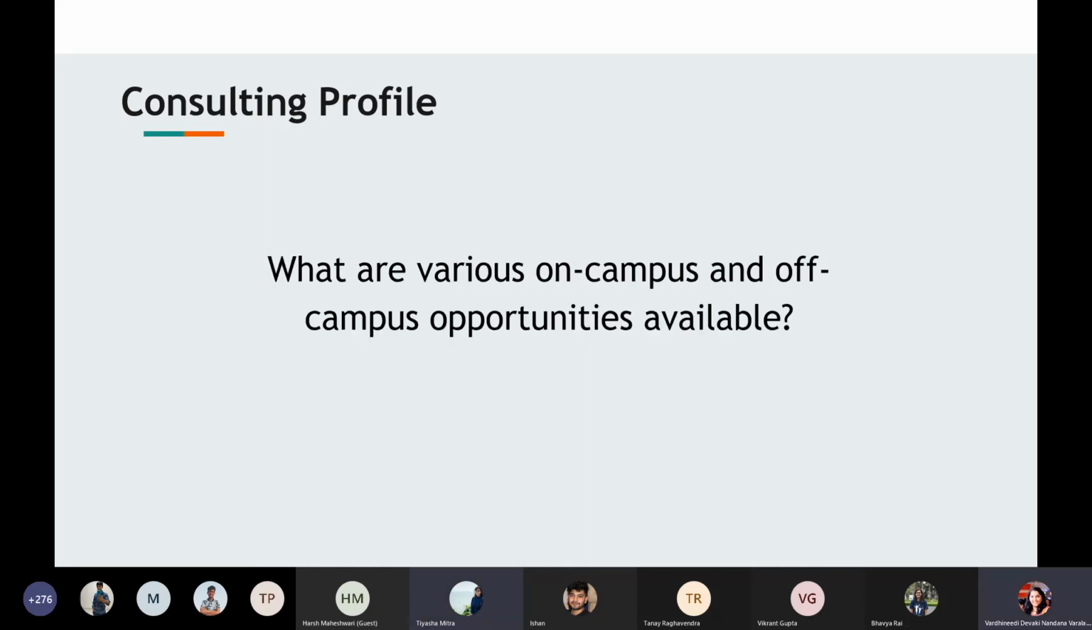Moving to the next question, Tiyasha. What are the various on-campus and off-campus internships or opportunities available? You can also tell about internships and placement opportunities regarding the consulting profile.